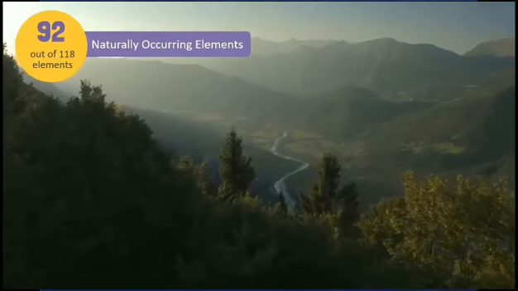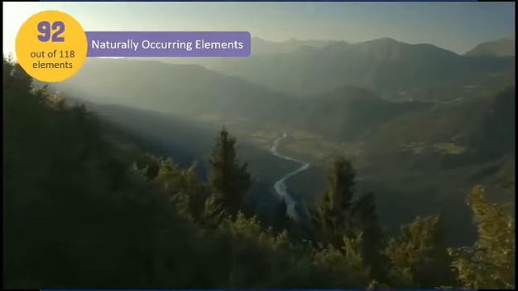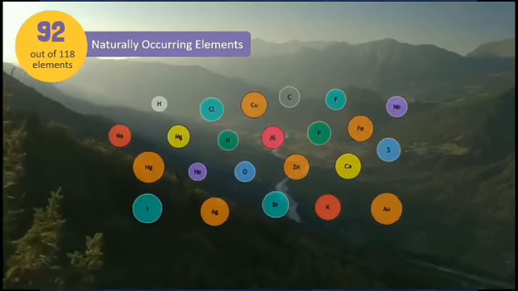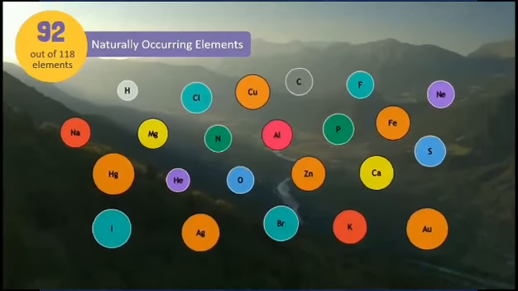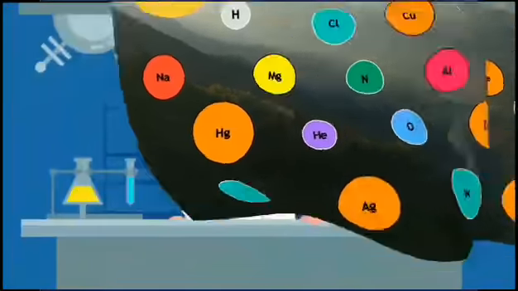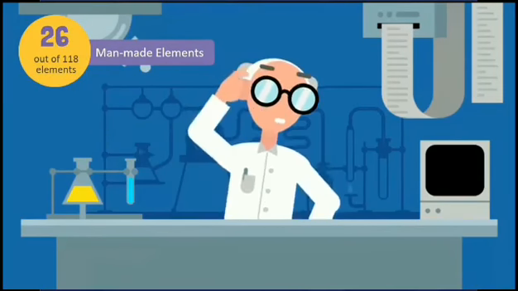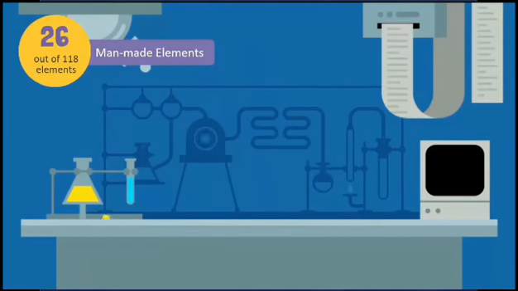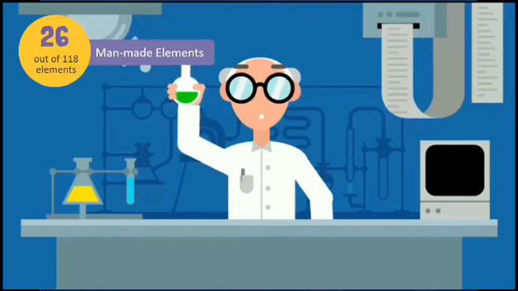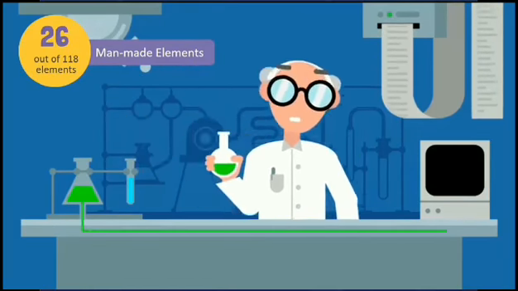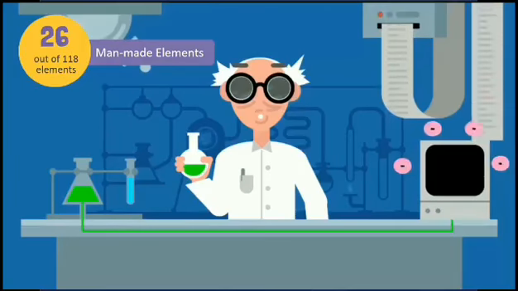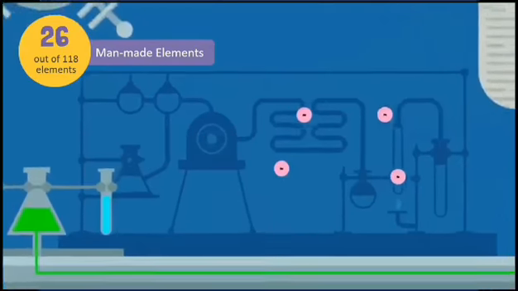Of the 118 elements that exist, 92 have been found around us in nature. We call these naturally occurring elements. The remaining 26 elements are created by scientists in their laboratories. These are known as man-made elements.